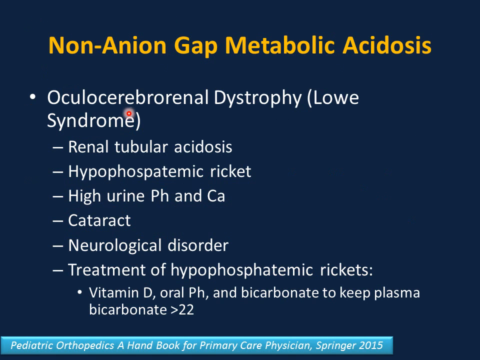The final diagnosis of this case was oculocerebrorenal dystrophy, or Lowe syndrome, which is renal tubular acidosis, and we were able to know that from the calculation of the anion gap.